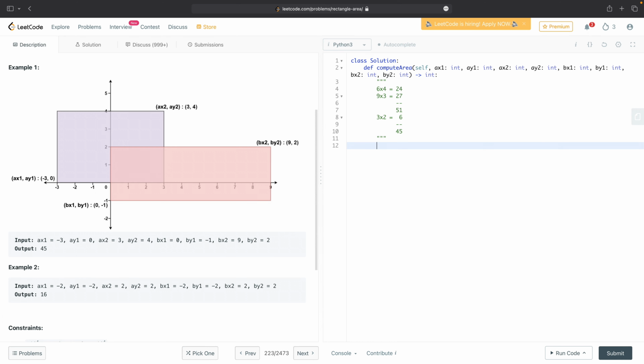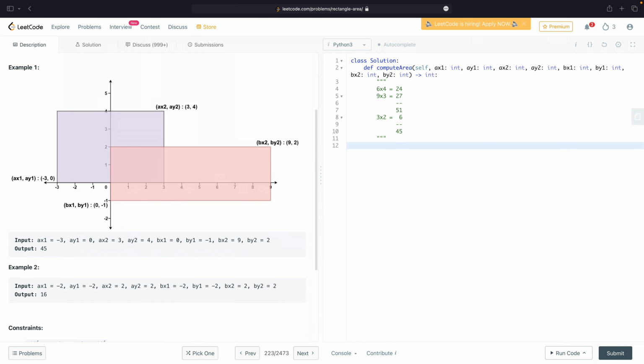So, self.compute area AX1, AY1, AX2, AY2, A area. Whoops. Whoa, what happened there? Why can't I undo that? I'm back. My computer went haywire. I think my keyboard started sending signals. So, what was I saying?